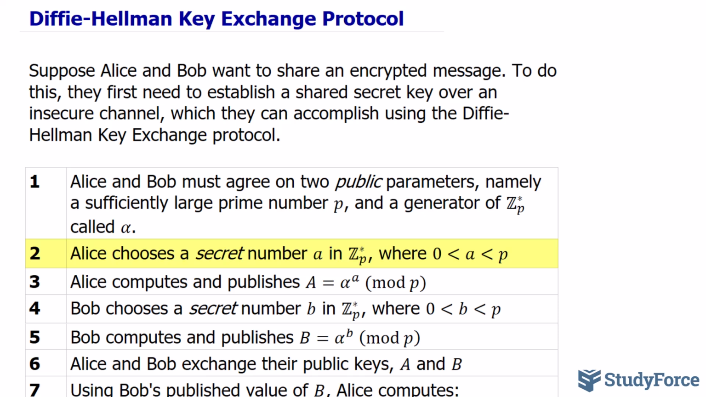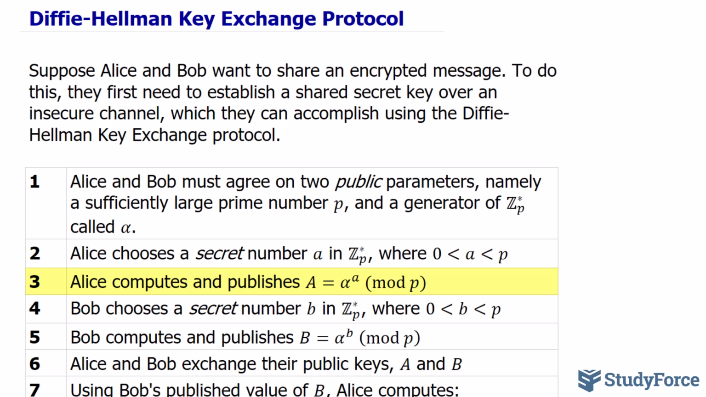Using this secret number and the two public parameters alpha and p that were agreed upon, Alice calculates the value of capital A, and this will be made public. So we have capital A being made public and lowercase a being kept secret by Alice.